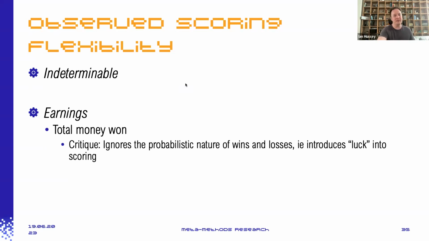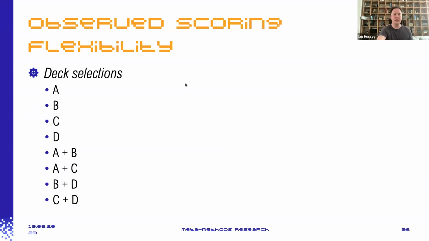You can categorize them based on their earnings, the total money won, although a critique of this would be that it ignores the probabilistic nature of wins and losses, because you're now introducing luck into your scoring strategy based on which cards participants happen to get. You can also do it based on deck selections. If we call the decks A, B, C, and D, you can count the number of choices from decks A, B, C, and D, and we observed each of these in the literature, as well as other combinations like A plus B, A plus C, B plus D, and C plus D.